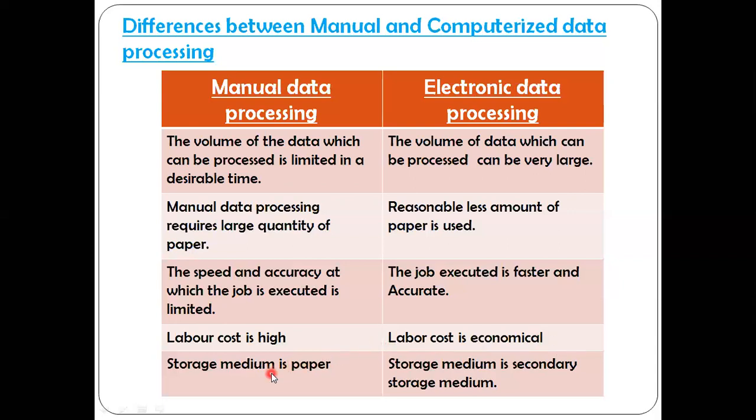And the last point is that the storage medium is paper. In manual processing everything is stored on paper; you need to have papers and files. There are no secondary storage devices in manual data processing. But in electronic data processing, the storage medium is the secondary storage medium. With the help of secondary storage devices like CD, DVD, hard disk and pen drive, you can store the processed data.